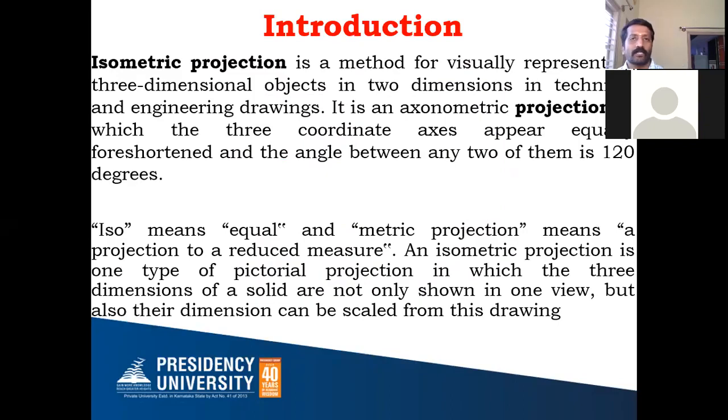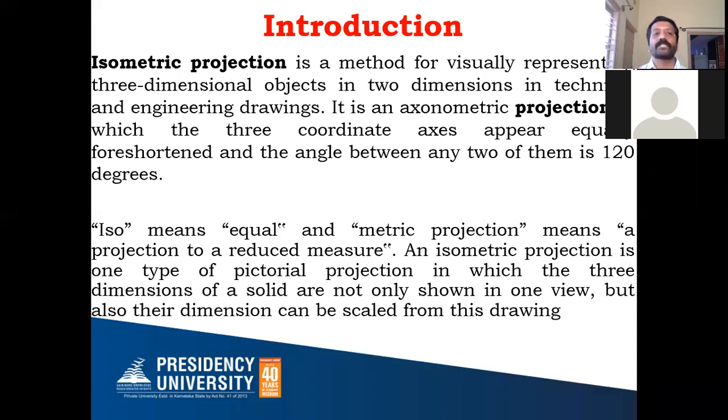Isometric projection is a method for visually representing three-dimensional objects in a two-dimensional plane in technical and engineering drawing. It is an axonometric projection in which the three coordinate axes appear equal, and the angle between any two of them is 120 degrees. That means iso means equal.